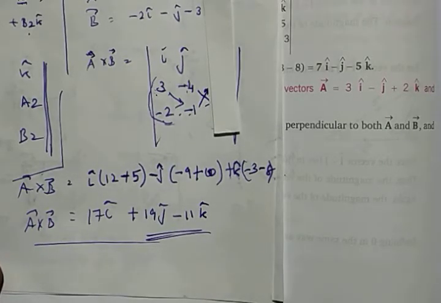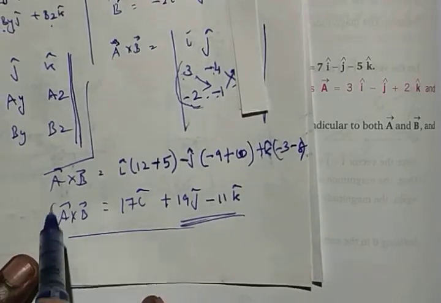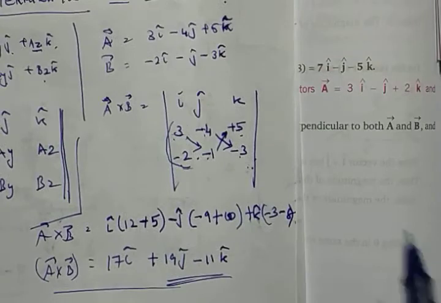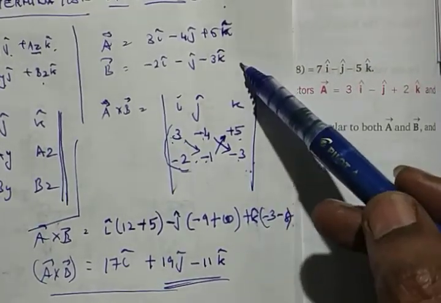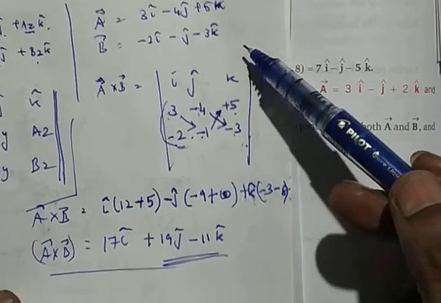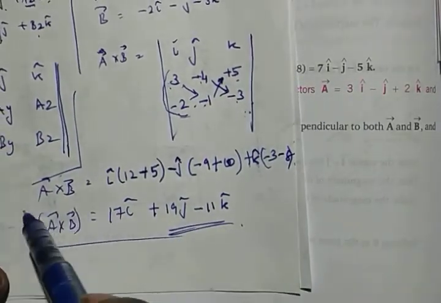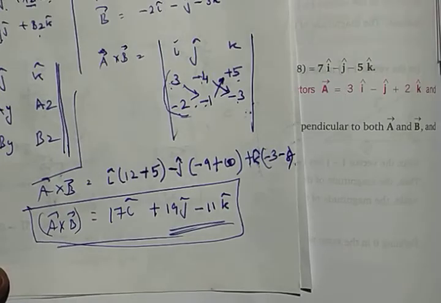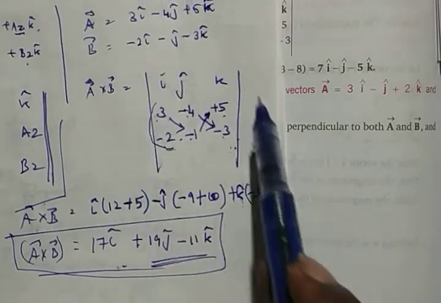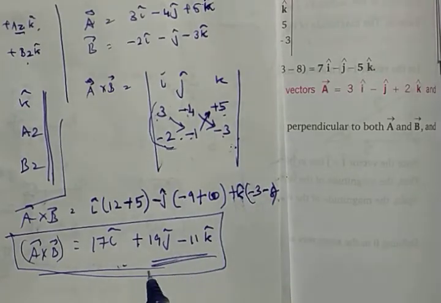So how do you find out A cross B? You will finally land up with another vector. A vector was this one, B vector was this one. What is the final product? A cross B, you get another vector here, that is the C vector. That's the reason the whole process becomes a little complex, because you have to find out another vector which is going to be coming back here.